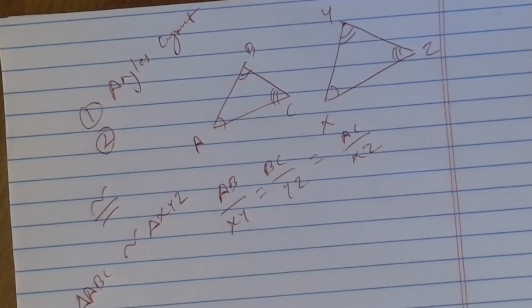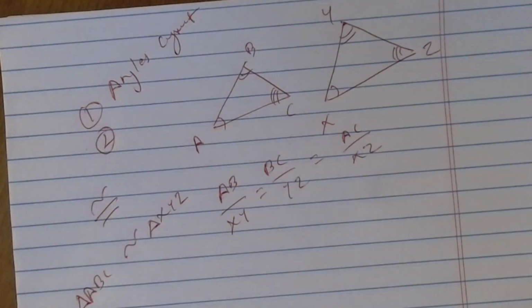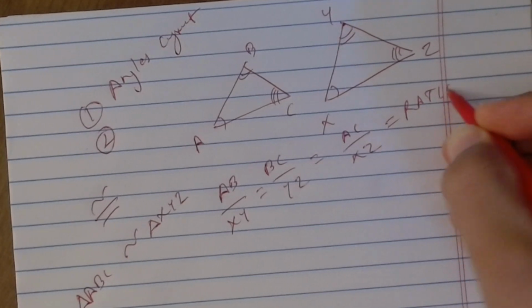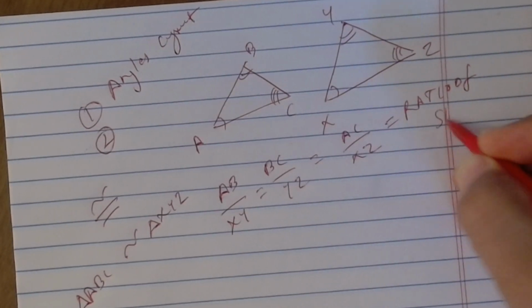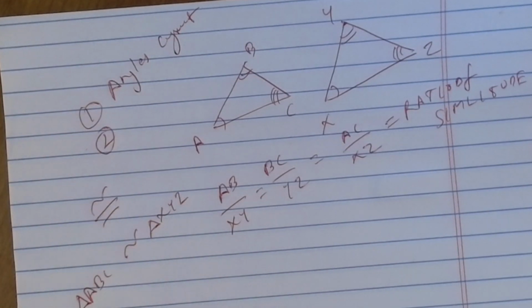Now let's move forward. One important definition: the ratio of a pair of corresponding sides of two similar polygons is called the ratio of similitude. So this ratio will also be called the ratio of similitude. Okay. First thing which we understood is that this is called the ratio of similitude. And now the theorems.